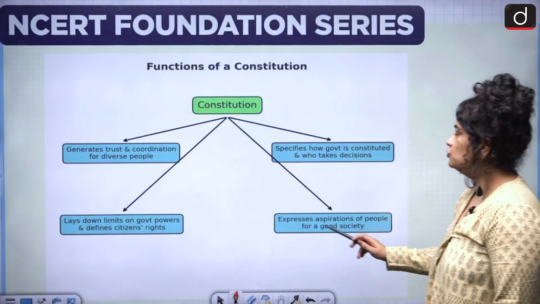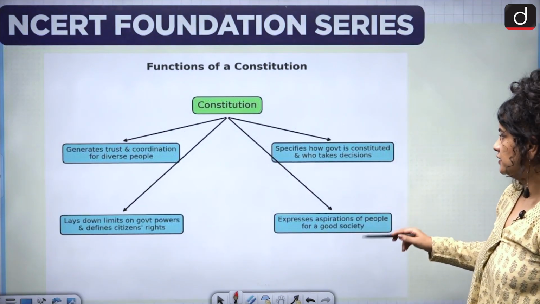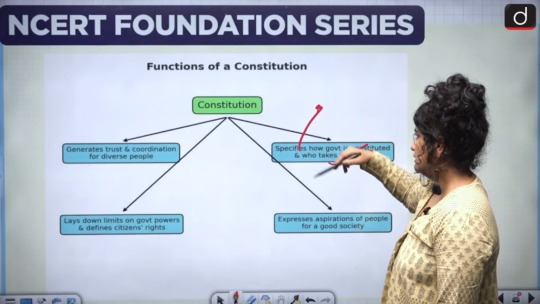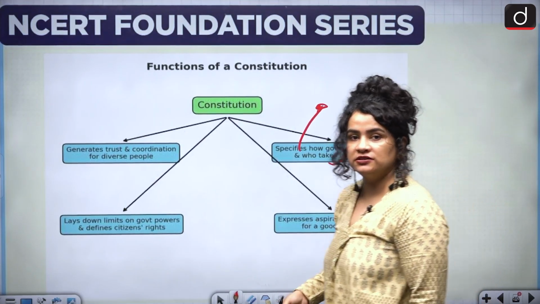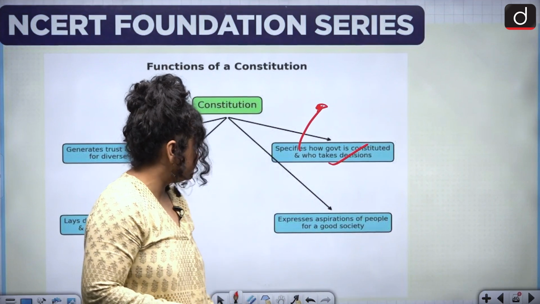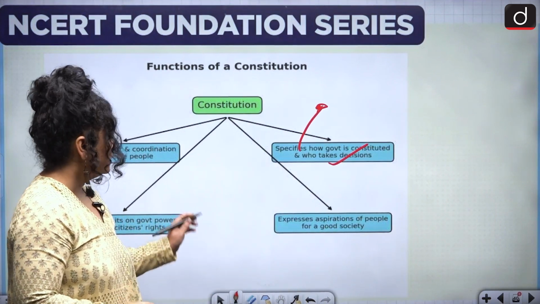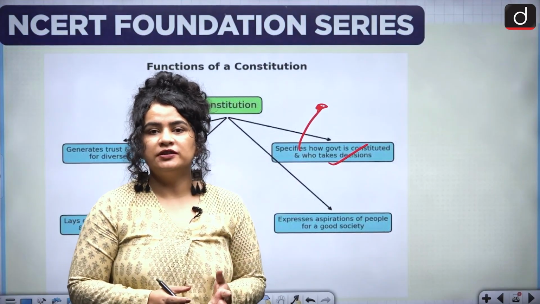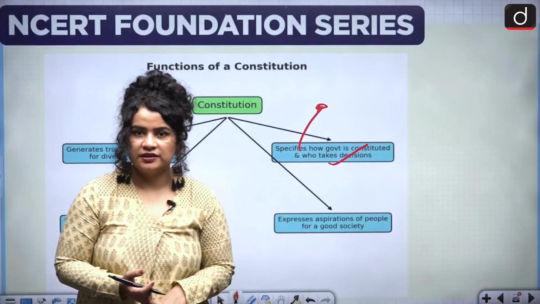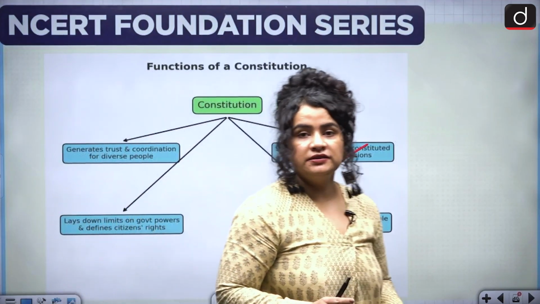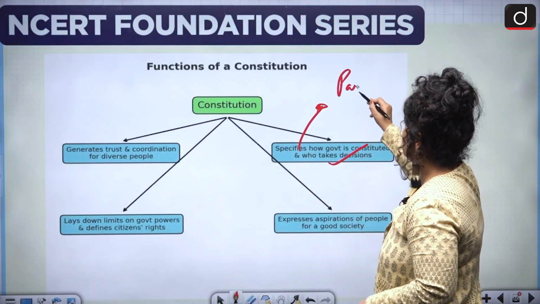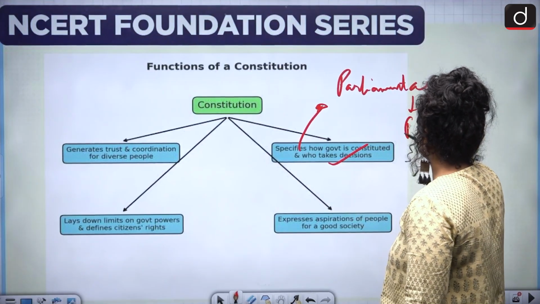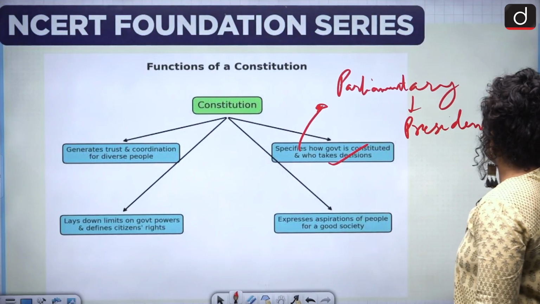Now let's quickly run through the functions of a constitution. It specifies how government is constituted and who takes decisions. Yes, it does specify how government is constituted, right? So let's see, if you're talking about our own constitution, when we are talking about how the government is constituted, we are talking about elections. We're also talking about whether the government is going to be parliamentary or whether it's going to be presidential. What is going to be the structure?